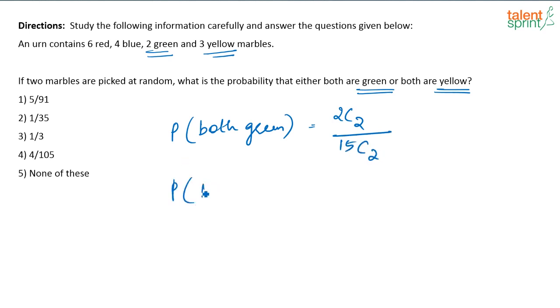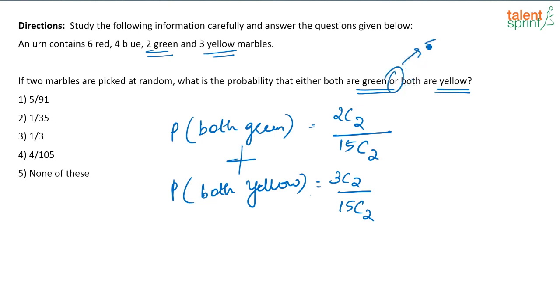What is the probability that both are yellow? How many yellow are there? 3 yellow. 3C2 divided by 15C2. Correct? So either this has to happen or this has to happen. So what is the total probability that you are looking for? Sum of these two. Correct? See, when they say or, it means addition. Generally in probability and permutations and combinations, or means addition and and means multiplication. Okay? So here this is what you have to find out: 2C2 plus 3C2 divided by 15C2.